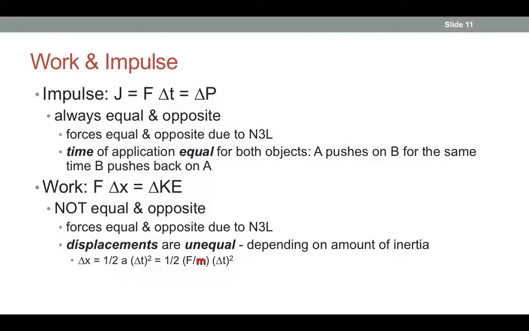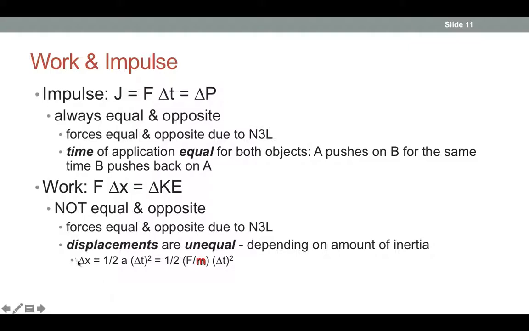We can understand that by considering the differences between impulse and work. Impulse is force times time. Whenever two objects, for example Jenny and the earth, interact, the forces are always equal and opposite due to Newton's third law. In addition, for whatever amount of time Jenny pushes on the earth, the earth will push on her for the exact same amount of time. As a result, the impulses must be the same, and the exchange in momentum has to be exactly the same. Work, on the other hand, is force times displacement. While the forces have to be the same, the distances that each move will not be the same.